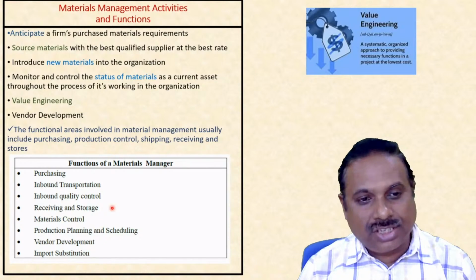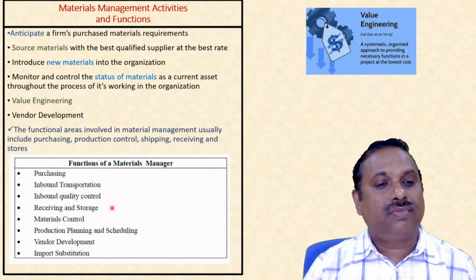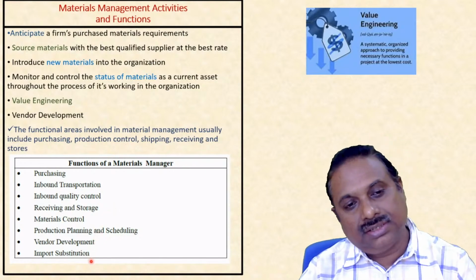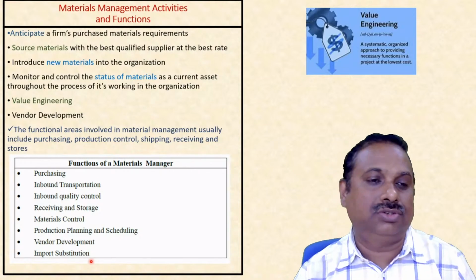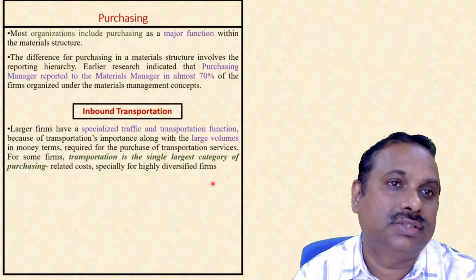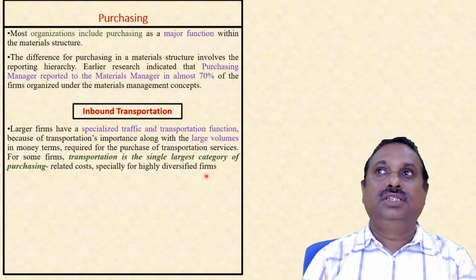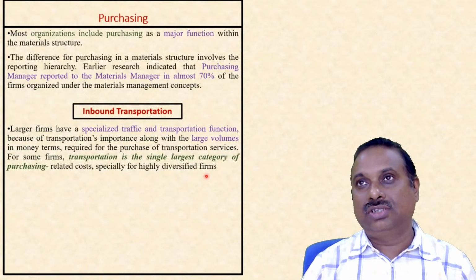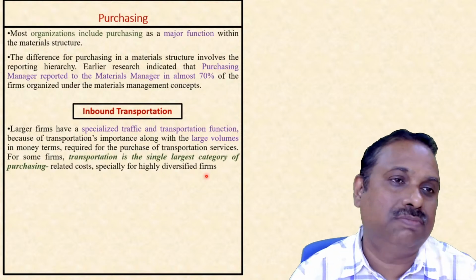Then production planning and scheduling. Next is vendor development. Last one is import substitutions. Now we will see each one in detail. Purchasing. This is the very first function of any materials management department.